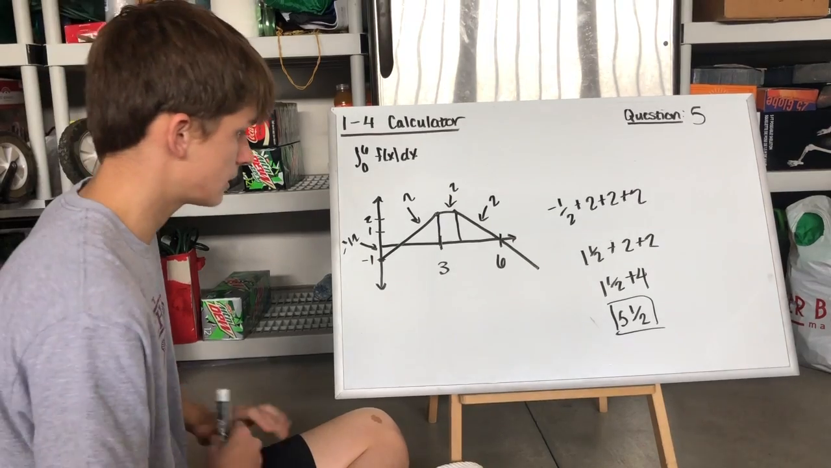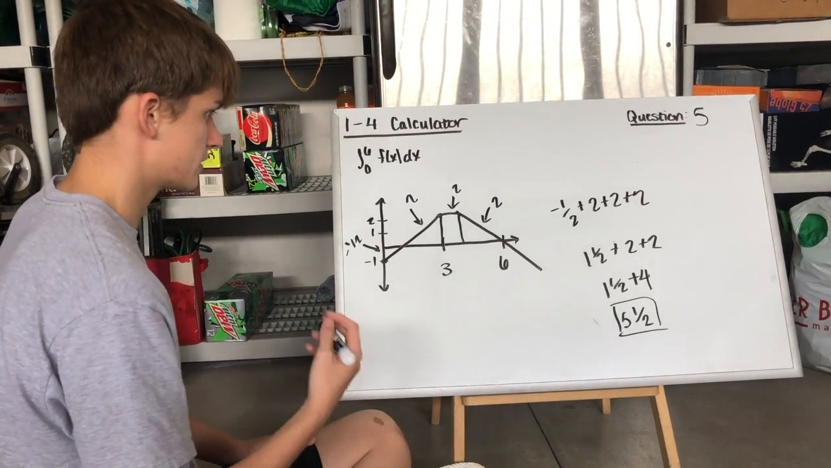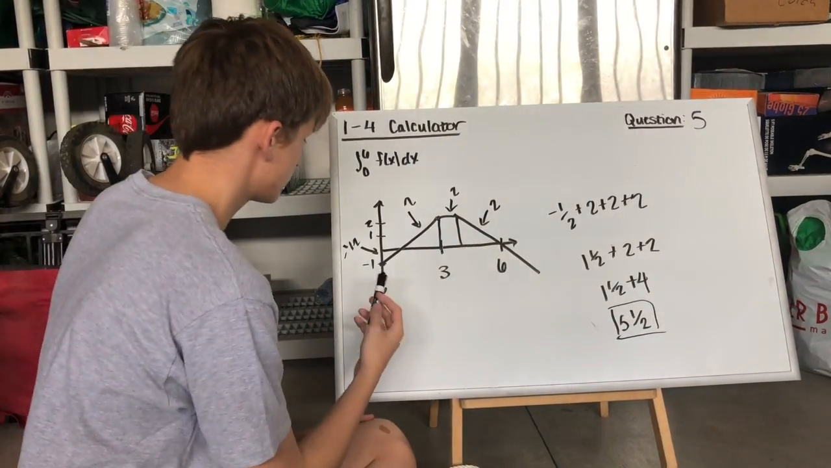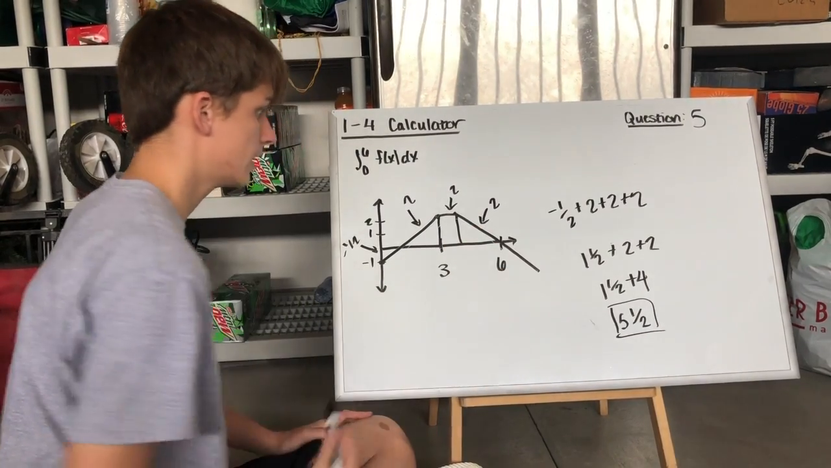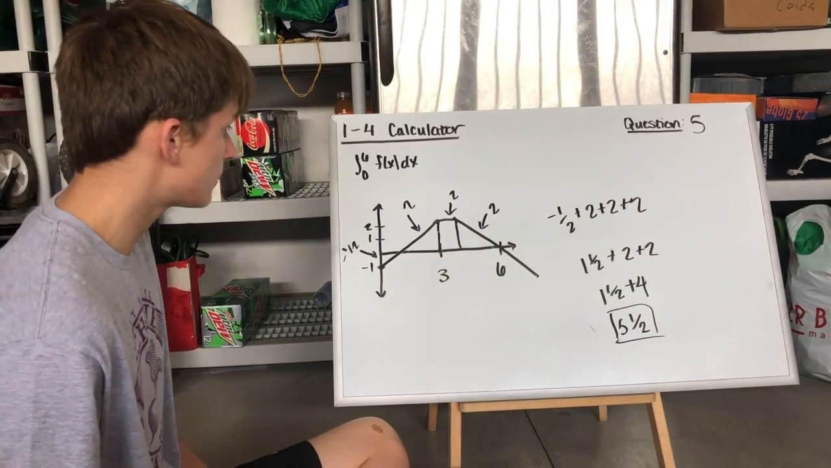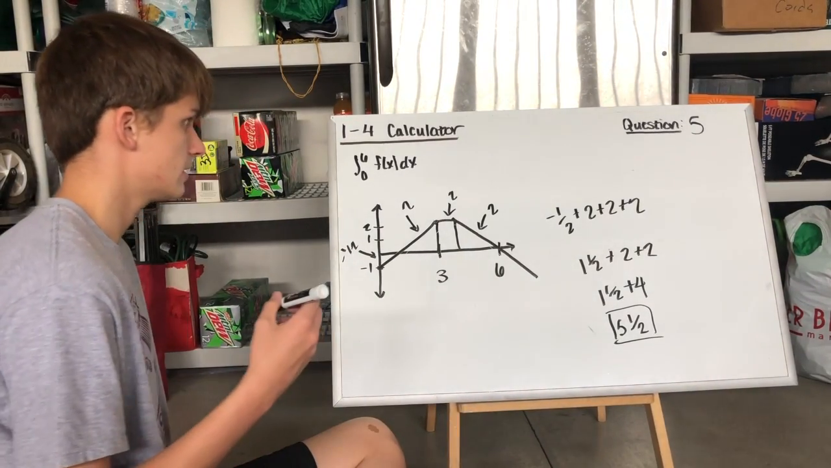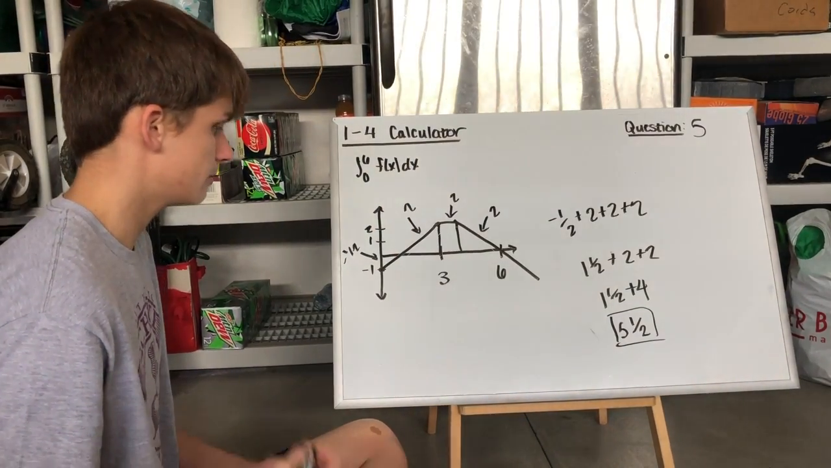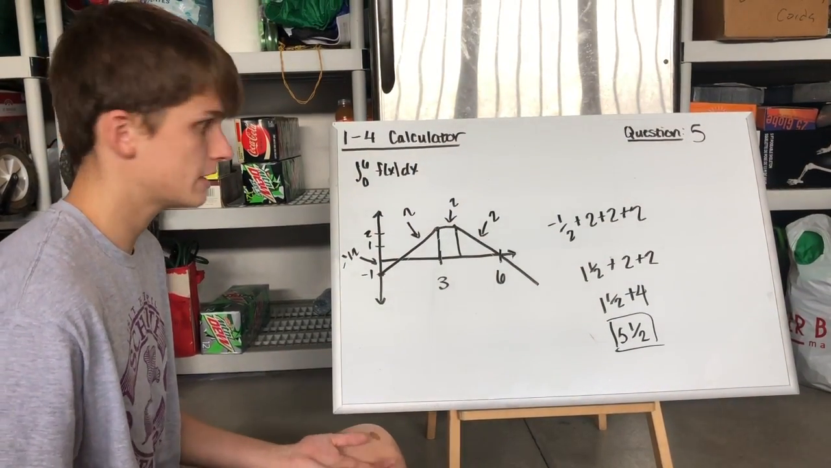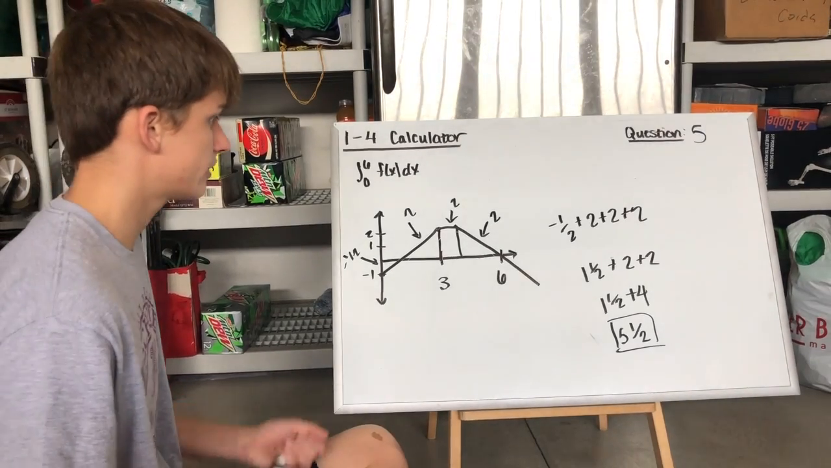On question 5, we have to find the integral of f of x from 0 to 6. So the original f of x equation is just a bunch of different line segments. So the actual f of x equation is just this part right here. That's kind of a trapezoidal shape. So to find the integral from 0 to 6, the most efficient method, since we don't have an actual equation, is just to use geometric formulas.